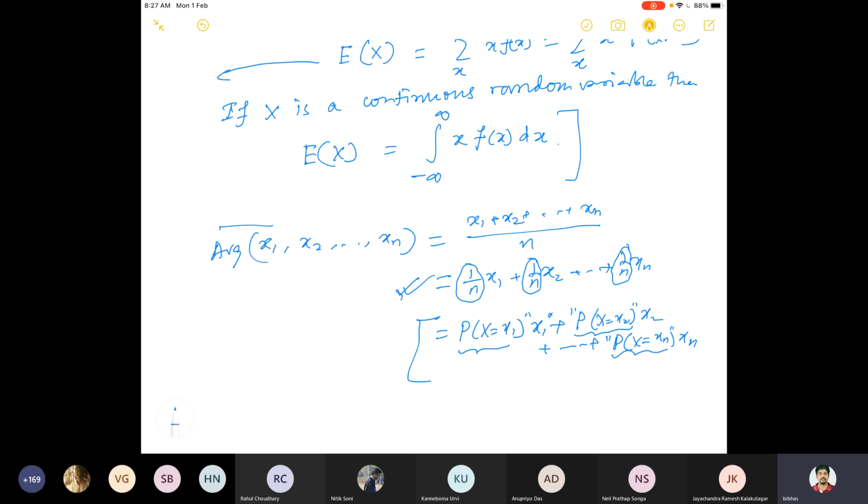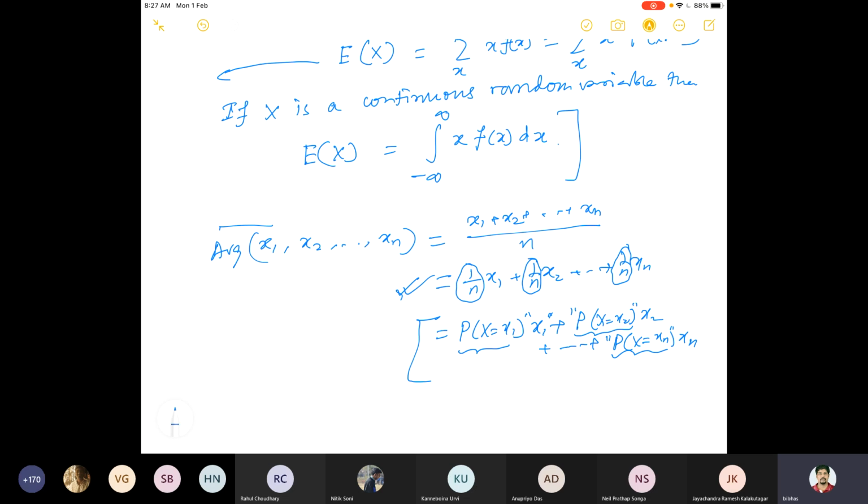So why is it happening? Because your sample space is very, very small. If you take the average, it will be 30,000 plus 1 lakh, so 1,30,000 divided by 2, which is approximately 65,000. But between 30,000 and 65,000 there is a big difference. So this average value of 65,000 does not give you any clue that 30,000 is far, far lower than 65,000.